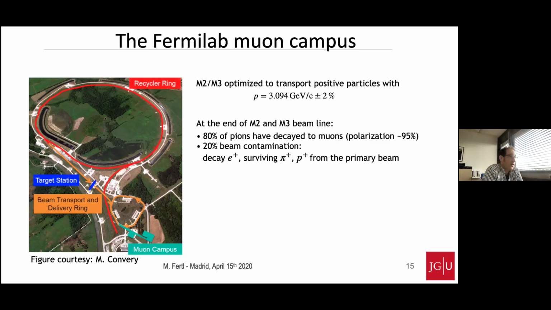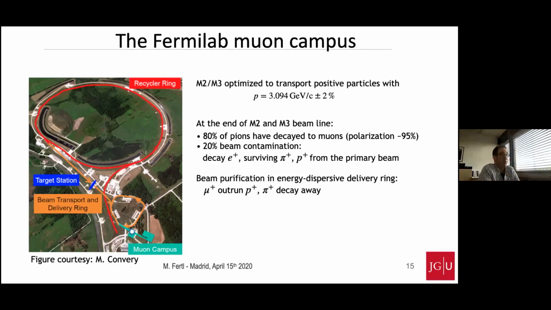And so to purify the beam, what we actually do is we send it around an energy dispersive delivery ring. In this one, the muons are slightly faster than the protons because they are less heavy. They can outrun the protons, and we can kick the protons out of the beam. And the rest of the pions can actually decay away, so we get a pure lepton beam, which is roughly 60 to 70% muons. So what do we do with this lepton beam?